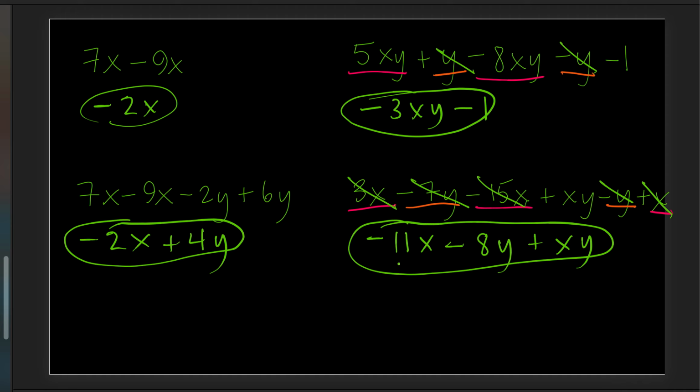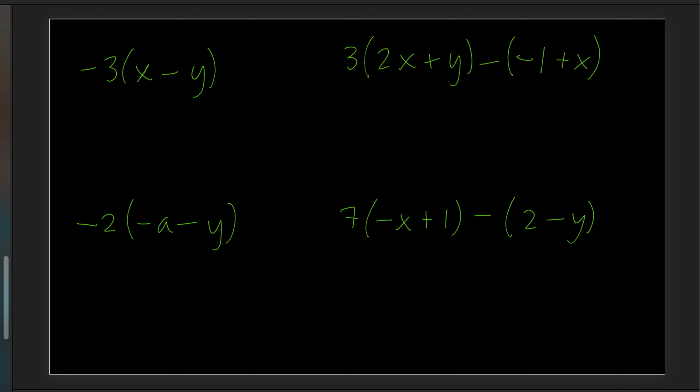These are all unlike terms. This is an x term. This is a y term. This is an xy term. They're unlike, cannot be combined. I have 5 more slides. So now what we did was work with the distributive property.